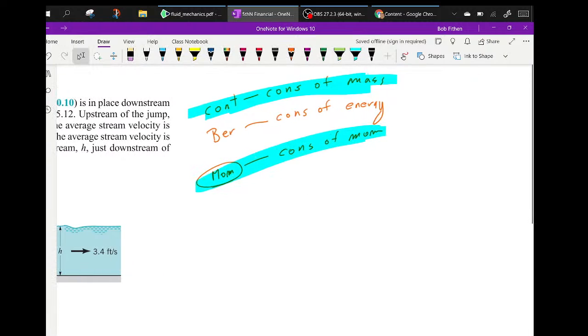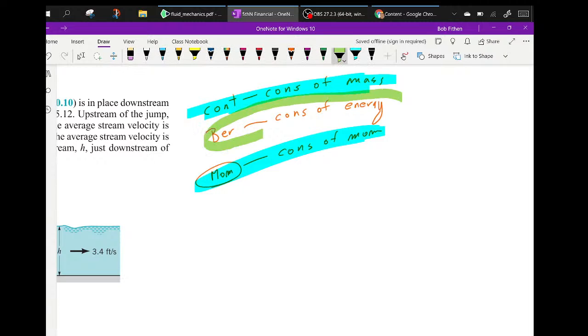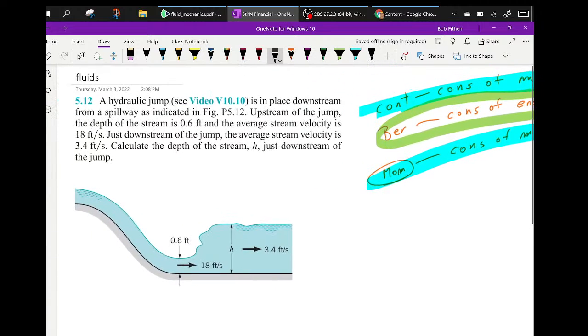Now the way we've cast this Bernoulli's equation is we've made one vital omission, and that is no losses. And I'll say yet, because we will take those losses into account later. So for this problem, absolutely continuity must be maintained. And for this one, momentum must be maintained.